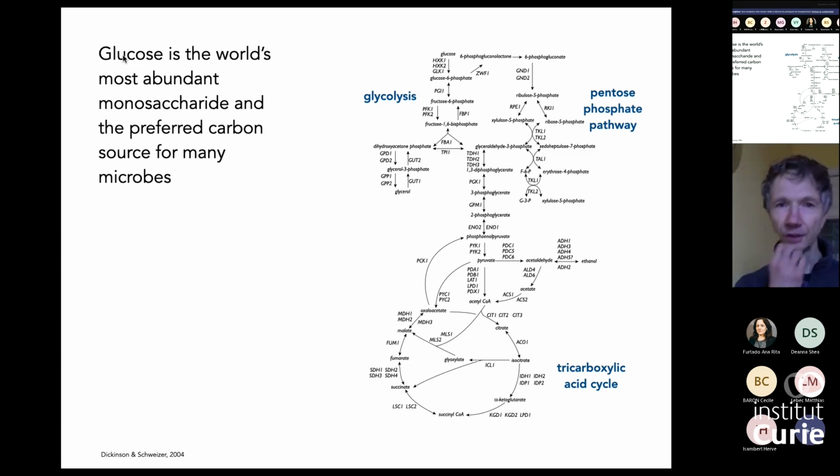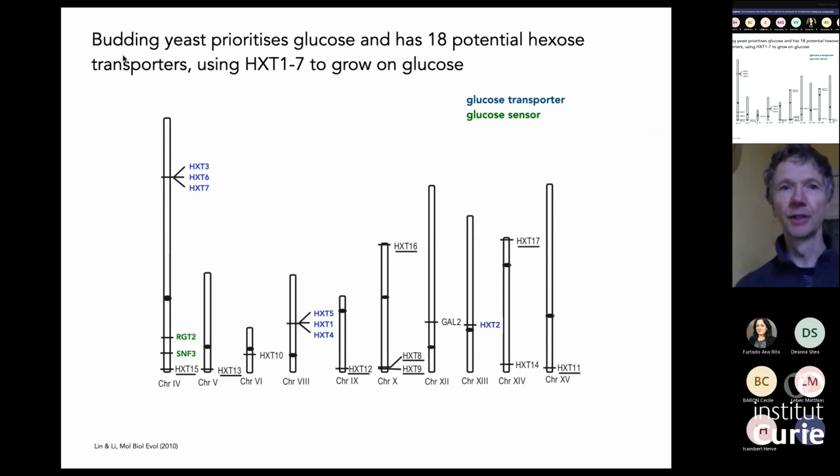So we became interested in glucose in yeast because yeast, like many microbes, prioritizes glucose. But what was surprising to us is it has 18 potential glucose transporters. The ones that people have studied the most, and the ones that at least we know yeast need to grow aerobically on glucose, are the ones I've marked in blue here. So there's 7 of them. 2 of them have evolved to become glucose sensors, which are these 2 green ones here, which I'll return to later. But it's just surprising that there's so many, at least for us.